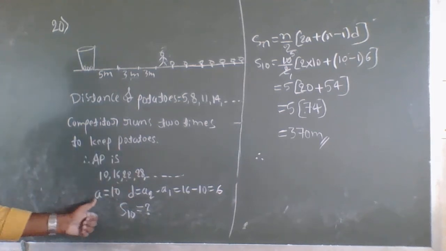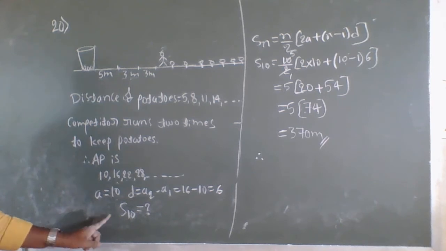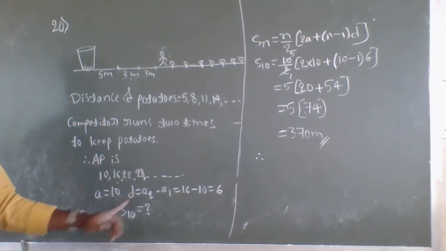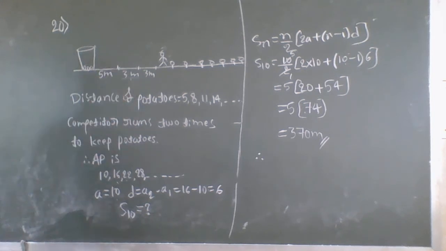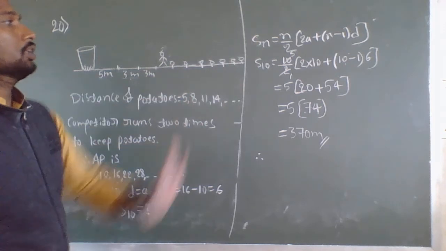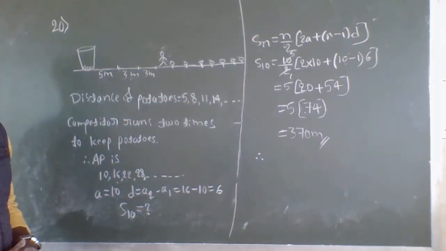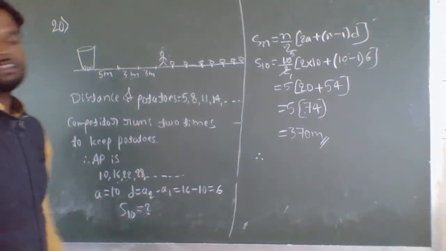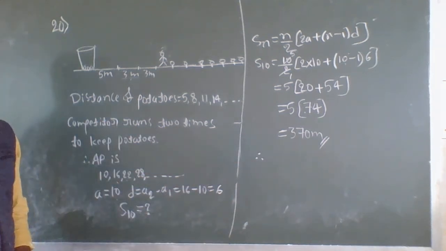And we got the values of a and d, and they are asking the total distance she has to cover, meaning the S10 value, because there are 10 potatoes in total. So now we will use the Sn formula to calculate S10. Finally, we got the answer as 370 meters. That is, the competitor has to run a distance of 370 meters.